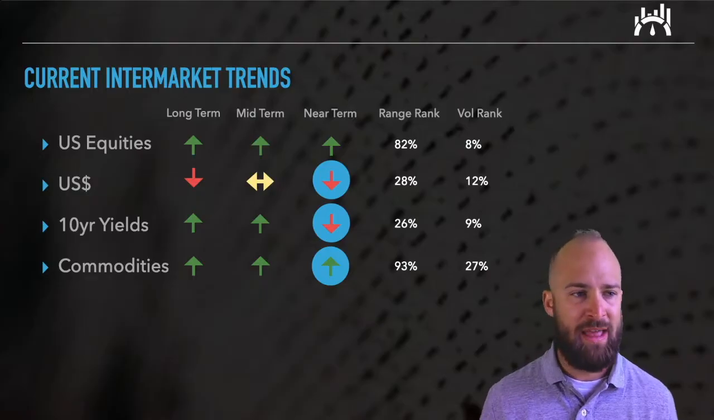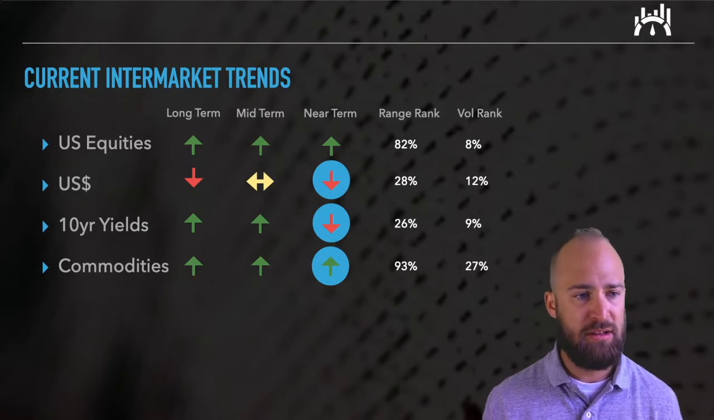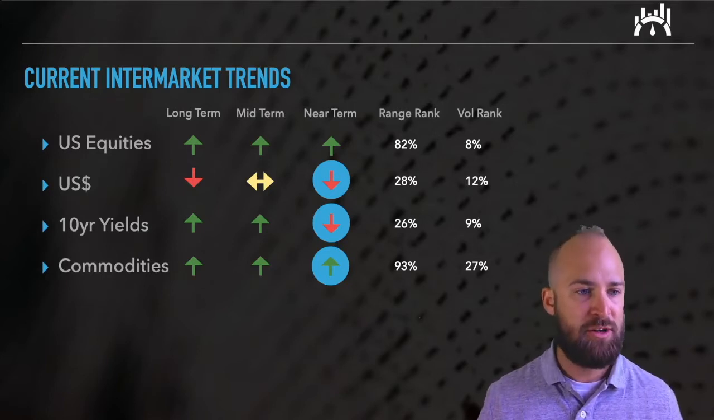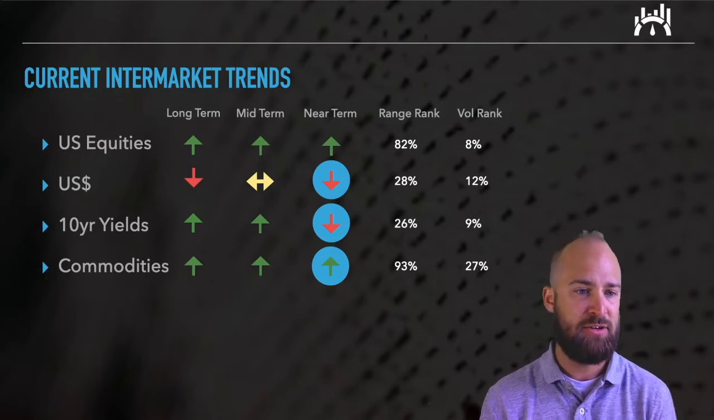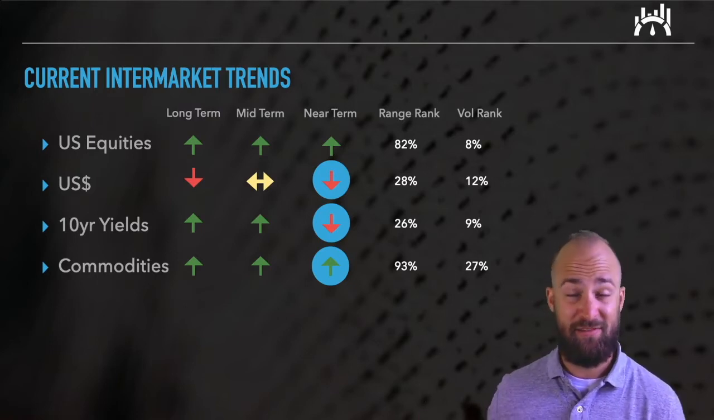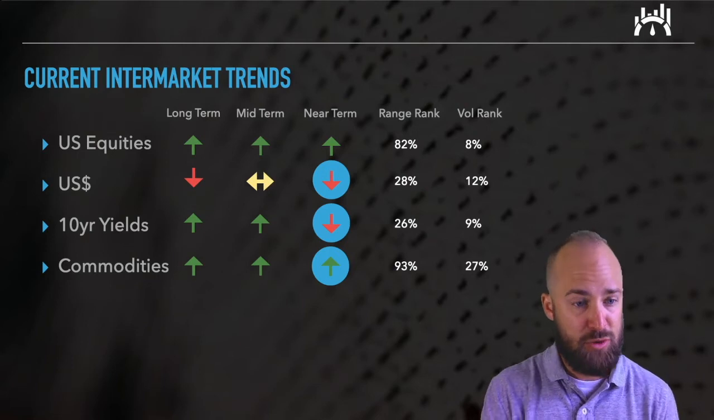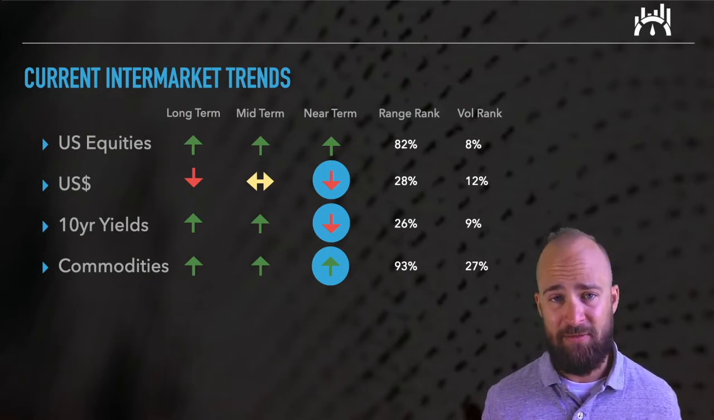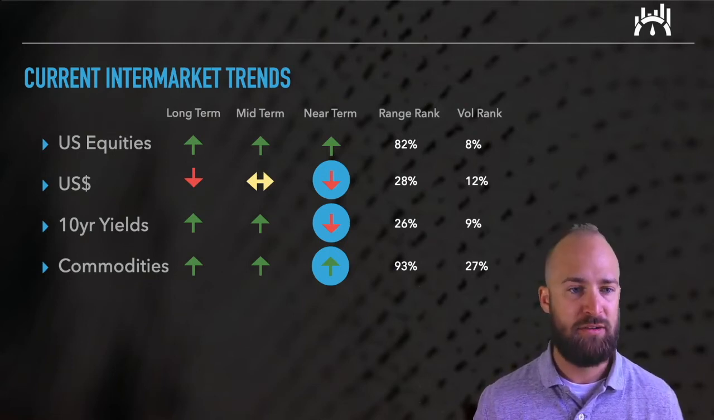Expanding on that, we get to the US dollar, still in the long-term downtrend, the midterm consolidation, and near-term downtrend as well. With a range rank of 28%, we can see that in the very near term it's towards the bottom of the range as well, and volatility is still suppressed in the dollar.